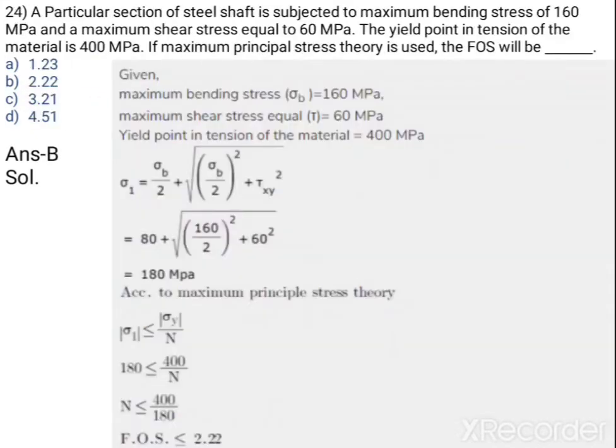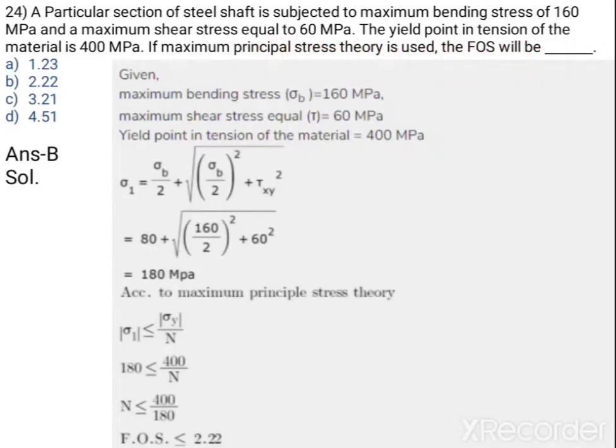So question number 24 again. Here a particular section of a steel shaft is subjected to a maximum bending stress of 160 megapascal and maximum shear stress equal to 60 megapascal. The yield point in tension of the material is 400 megapascal. If maximum principal stress theory is used, the factor of safety will be?